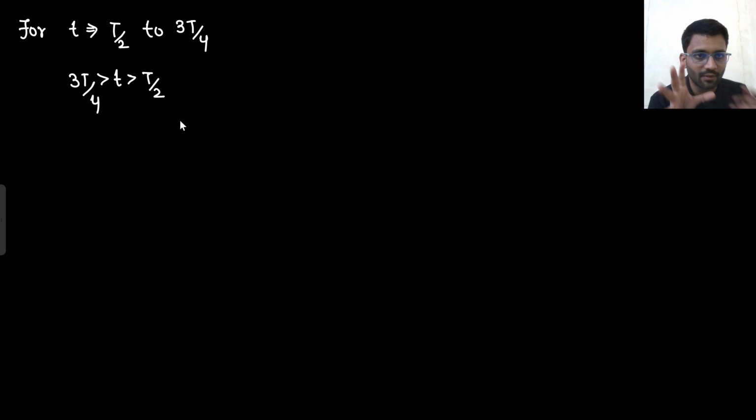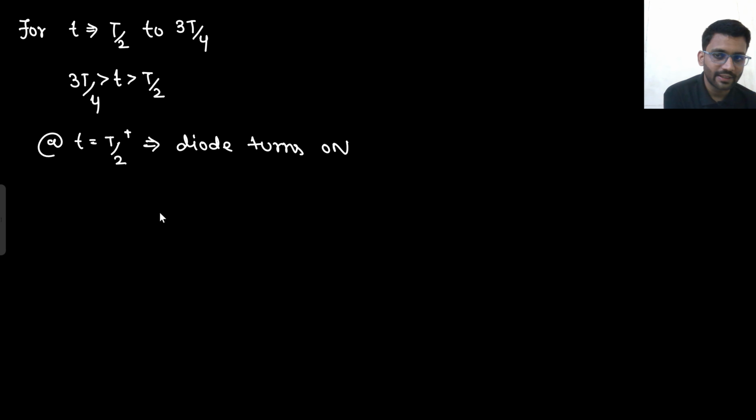Forget about this timing. Why I took 3t by 4, why I did not take time t, we will understand that. So forget about this 3t by 4. Let's just check at t by 2 plus only. At t by 2 plus, what is happening? The diode turns on. And if the diode turns on, what will happen in the circuit?